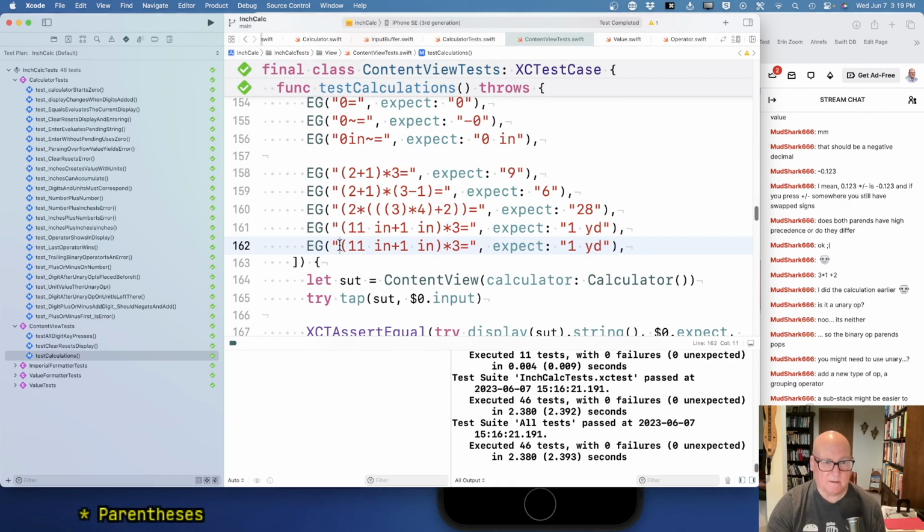And then I think 7 inches plus 11 inch plus 1 inch times 3. So that should be 1 yard, 7 inches. Okay. I'm going to mix up my operators a little. 11 inch minus 1 is 30 inches is 2 feet, 6 inches. Is that right? Yeah.